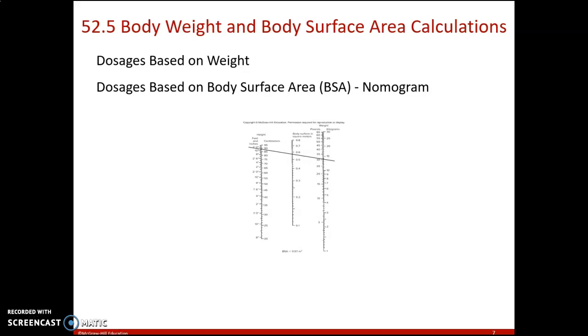Dosages based on body surface area are used to calculate very precise medication dosages. So a nomogram is a set of scales arranged so that a ruler aligned with two of the values shows the corresponding value on the third scale. So for example, weight and height, and you draw a line between the two, and you'll come up with a body surface area in the middle. So that pretty much covers that.